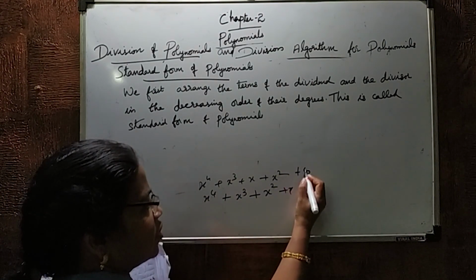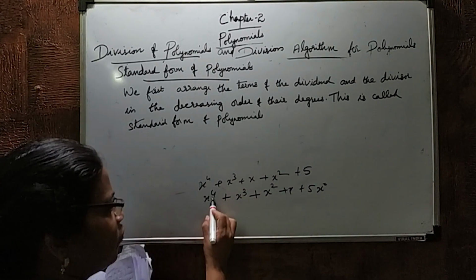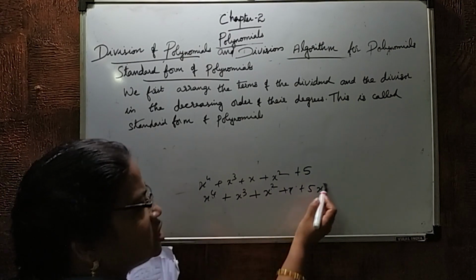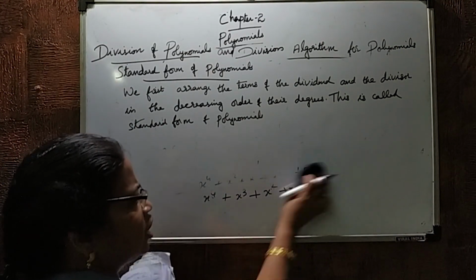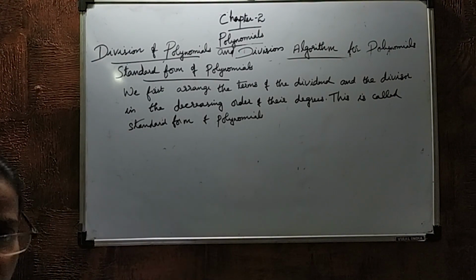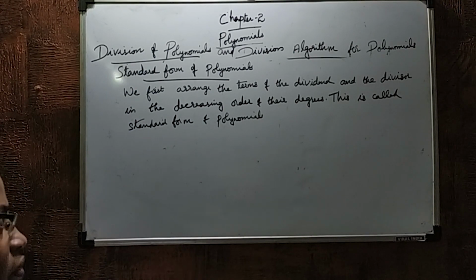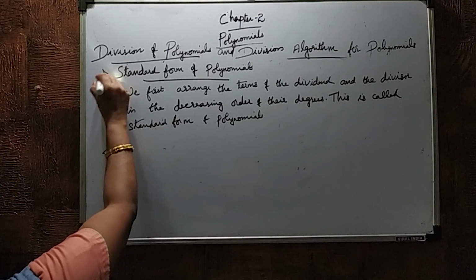Next, suppose there is a constant 5. That means it is x raised to 0, so 4, 3, 2, 1, 0. Sometimes they will not give you the same order, so you have to make it decreasing order. The next point you have to remember is when we can stop the division of the polynomial. When do we have to stop? That is the second point.